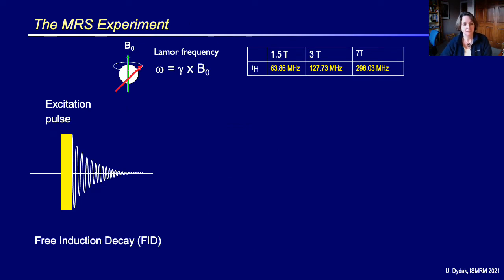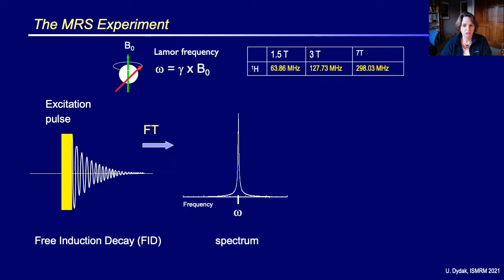Okay, so after sampling the FID, which is a sinusoidal signal that decays exponentially according to the relaxation properties of the metabolites, we will apply a Fourier transform. Thus, we are changing from a time axis to a frequency axis that will show a peak at the frequency of this FID signal. Typically, it will look like this one here, the water signal centered at the Larmor frequency.